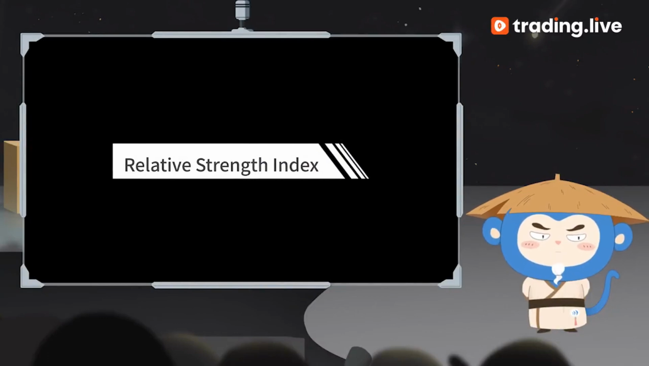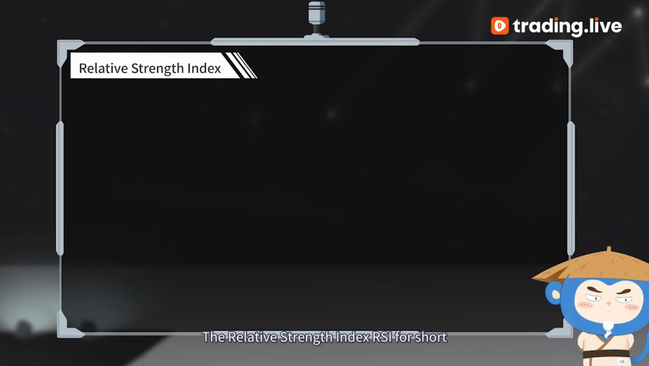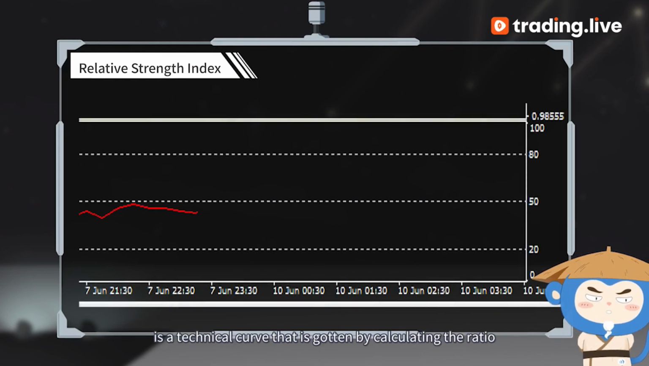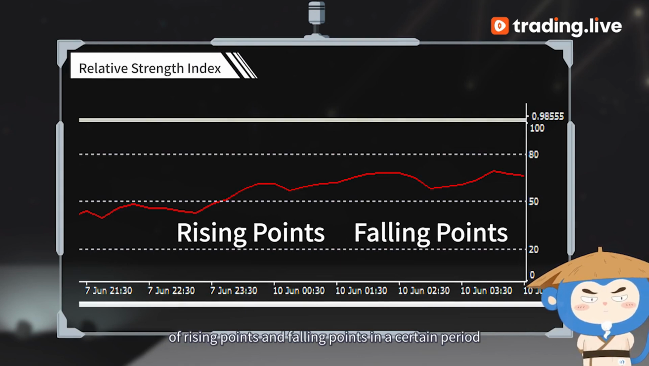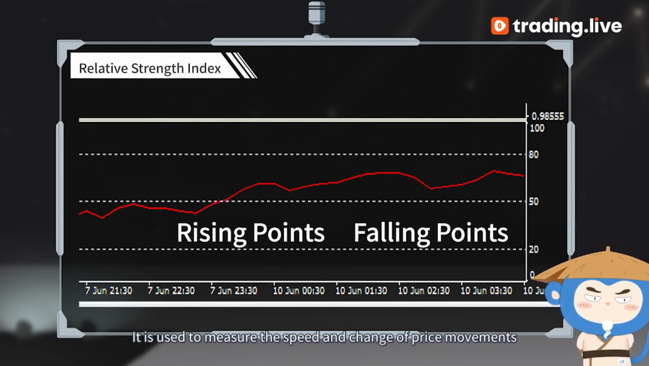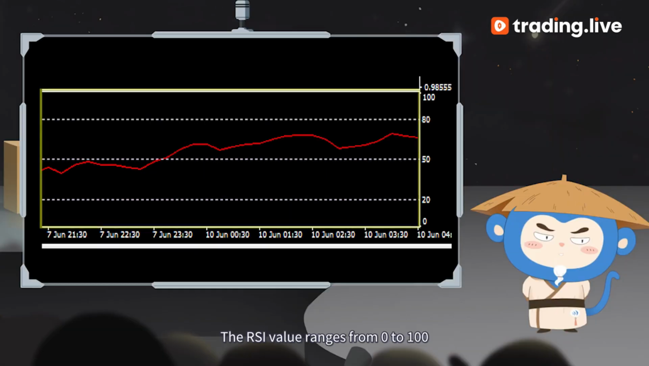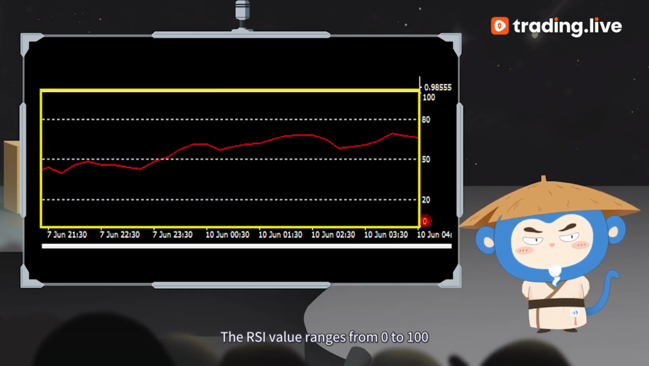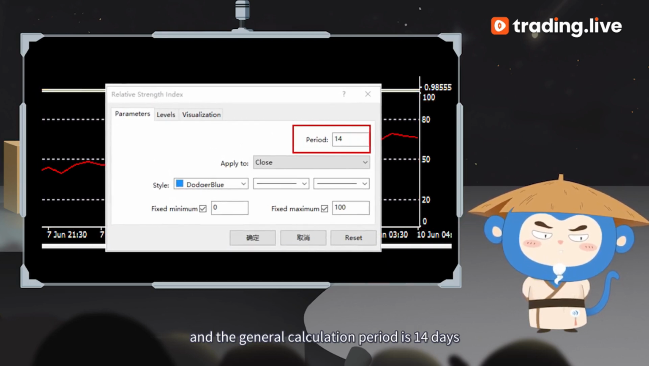Relative Strength Index, RSI. The Relative Strength Index, RSI for short, is a technical curve that is gotten by calculating the ratio of rising points and falling points in a certain period. It is used to measure the speed and change of price movements. The RSI value ranges from 0 to 100 and the general calculation period is 14 days.